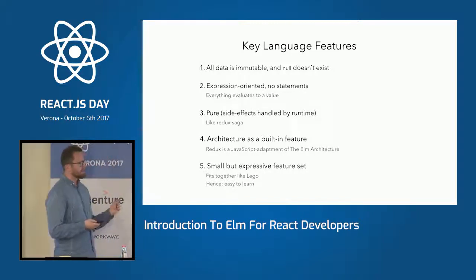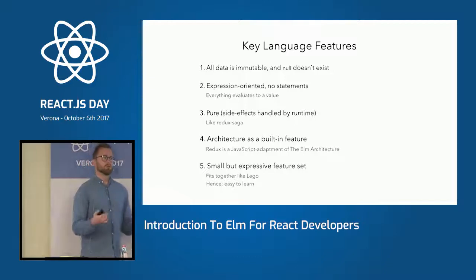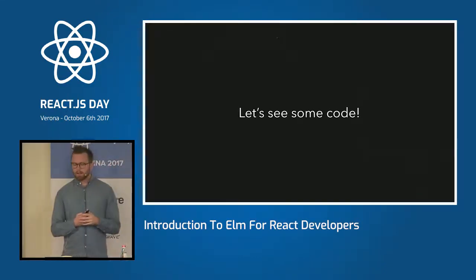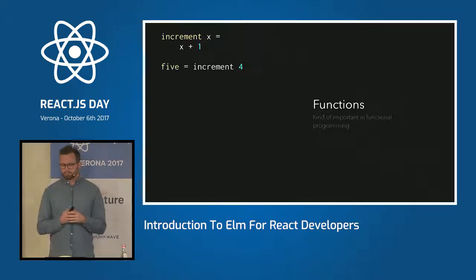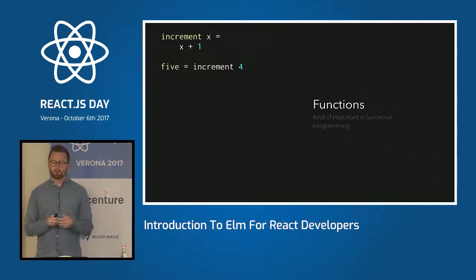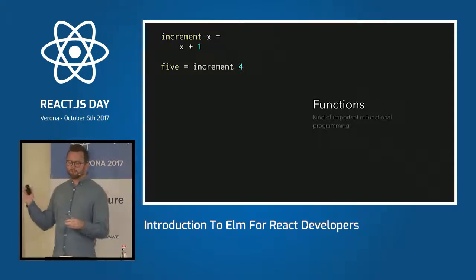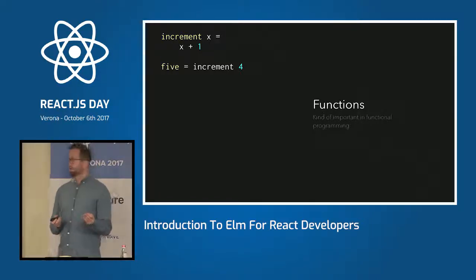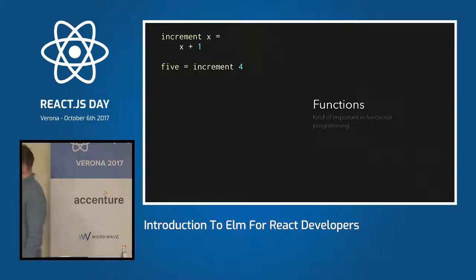And this makes it pretty easy to learn all the features in Elm pretty quickly. So let's see some code. Since Elm is a functional programming language, functions are at the core of Elm. This is how we create a function increment that takes one parameter x, and it returns x plus 1. And 5 is a constant, which we would call a variable in JavaScript, but it can't change, since everything is immutable. So 5 is a constant with a value of calling increment with 4.